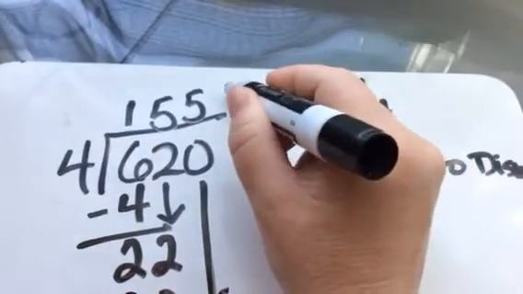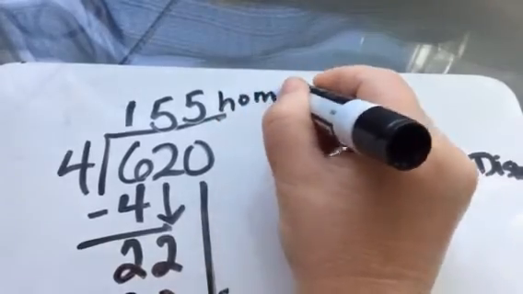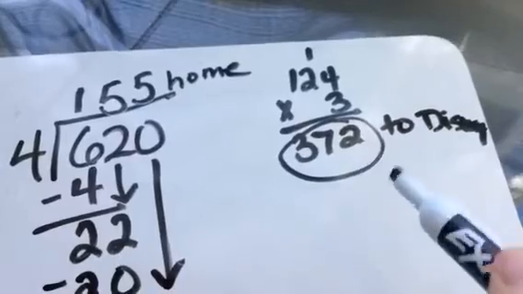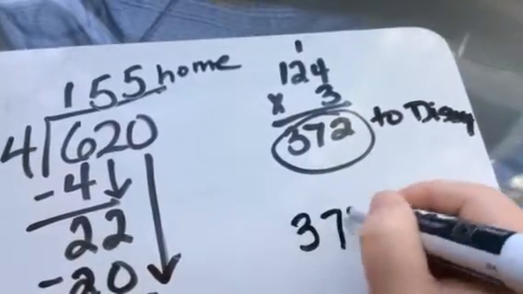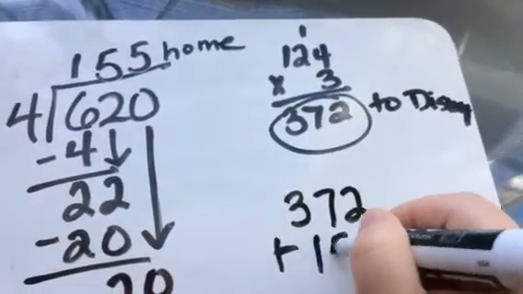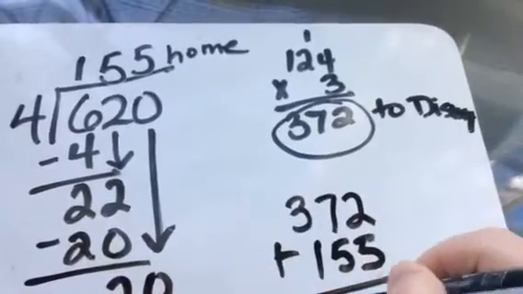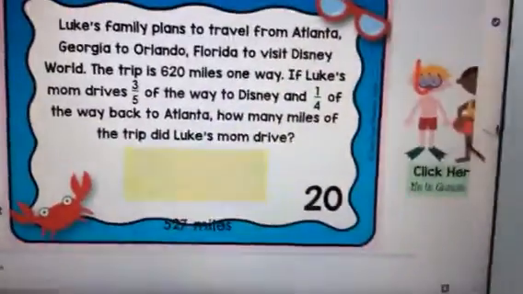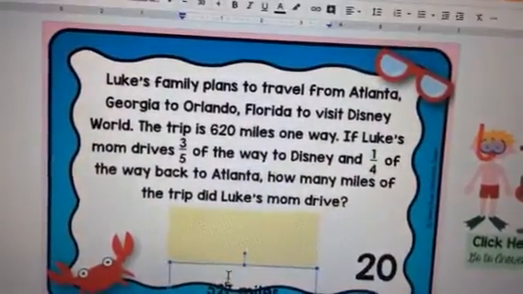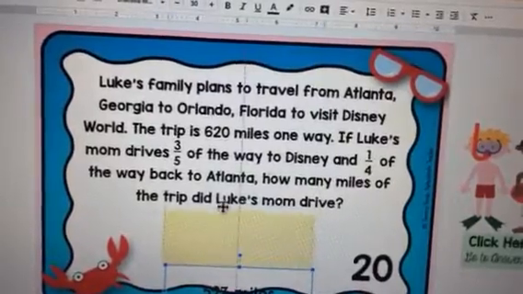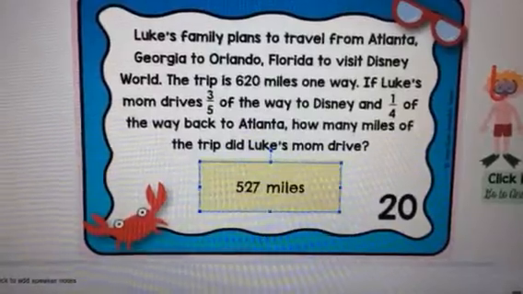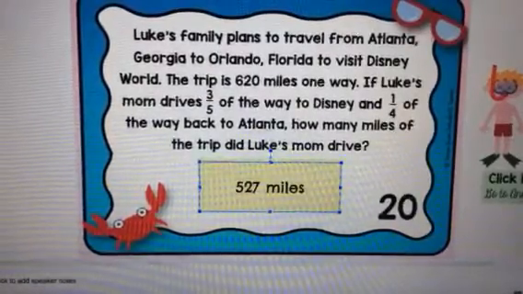So, if she drove 155 miles coming home and 372 miles going to Disney, we just need to add those two together. So that would be 527 miles is what she drove on that trip. Alrighty, and that is the last one.